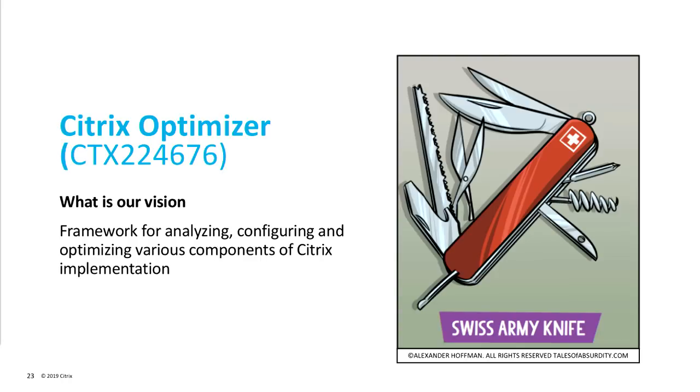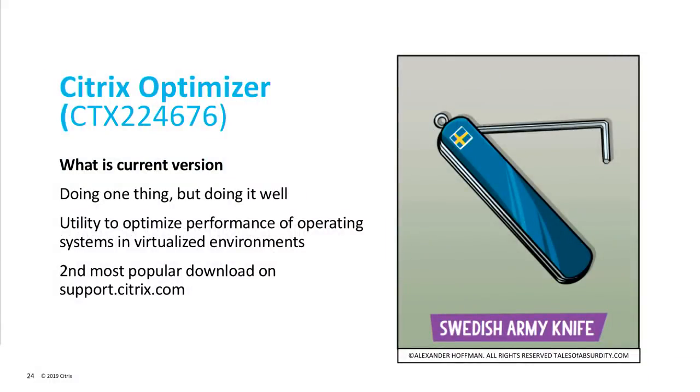Now, Citrix Optimizer, the way we always wanted to develop it is that we wanted to build the framework. We didn't want to build a one-time tool that can be used only for one thing. We wanted to build a tool that can optimize different things and that can be used as a best practices analyzer and so on. So we really wanted to build a Swiss Army knife that can be used for many different things. Now, what we have today is more like a Swedish Army knife. It's doing only one thing, but it's doing it really, really well. And the current generation of the optimizer is used just to optimize the operating system images. That's what we have today.